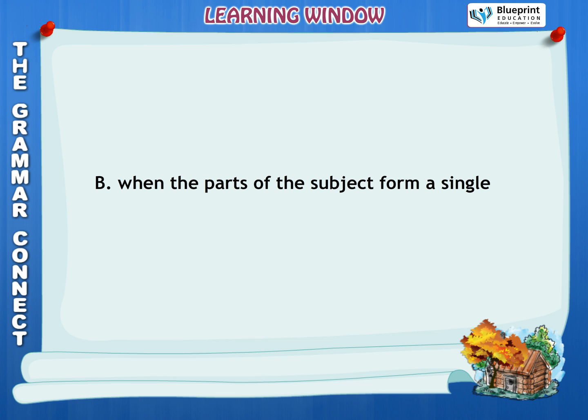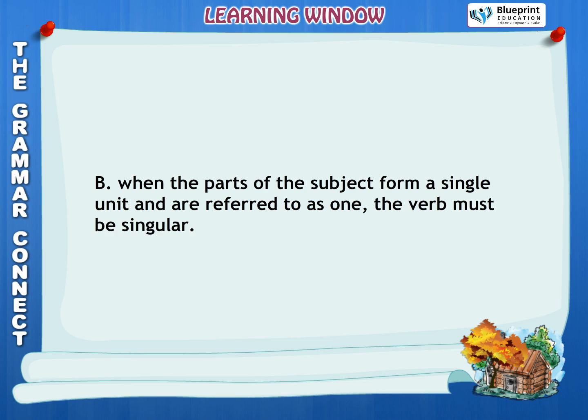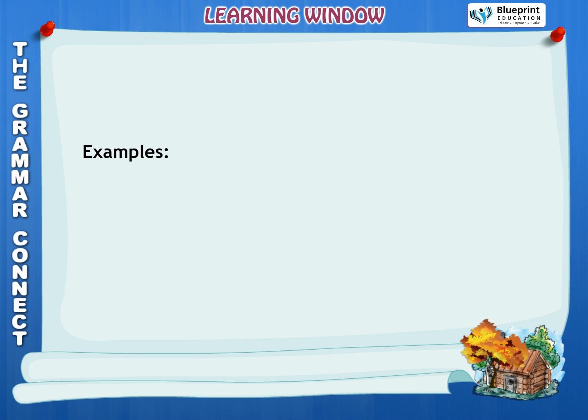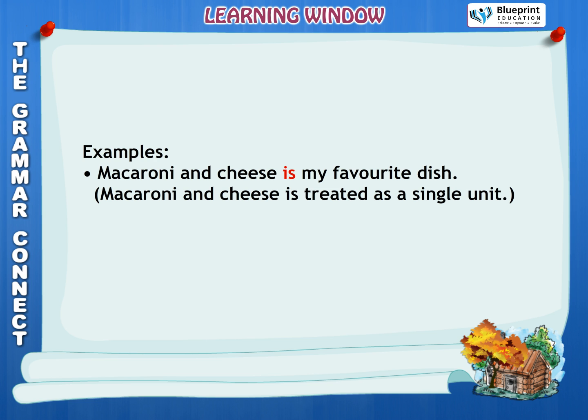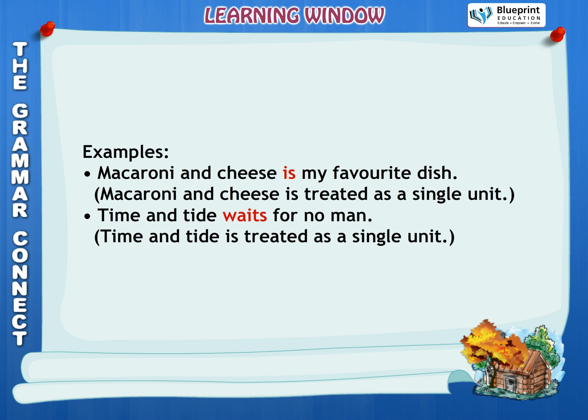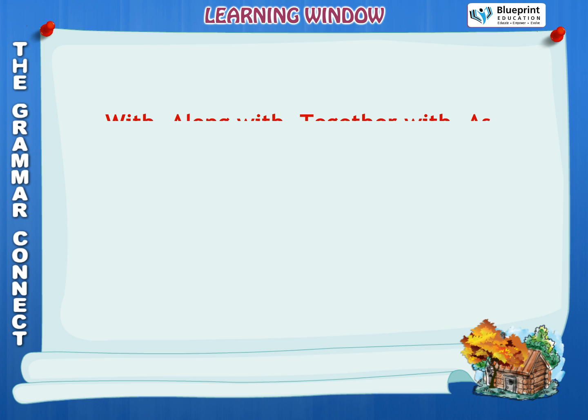B. When the parts of the subject form a single unit and are referred to as one, the verb must be singular. Examples: Macaroni and cheese is my favorite dish. Macaroni and cheese is treated as a single unit. Time and tide waits for no man. Time and tide is treated as a single unit.